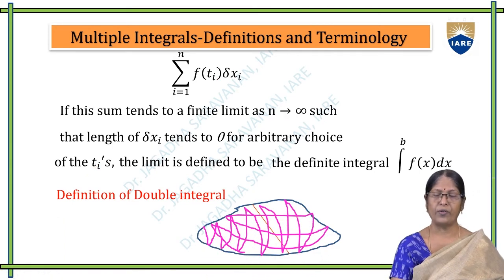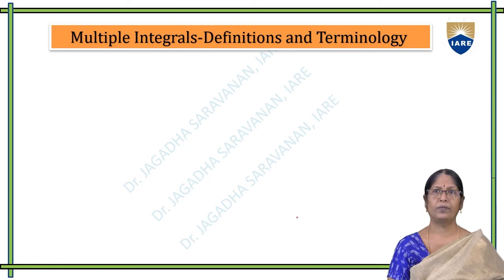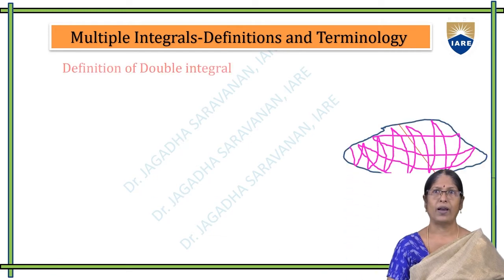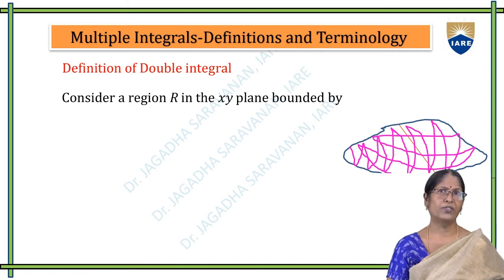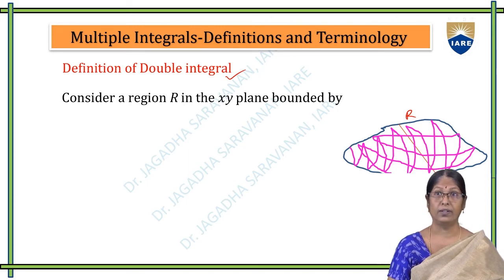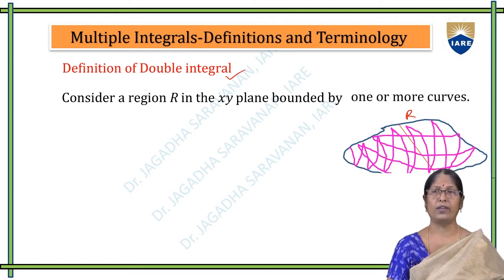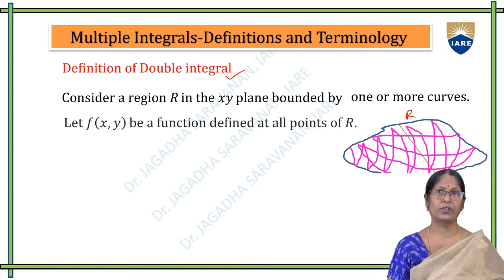So this is the region we divided. Again, the diagram which is kept here, now we can see it. Suppose this is the region R, which is in the xy plane. Double integral. The plane is in two dimensions, that we have already seen in the first slide itself, bounded by one or more curves.